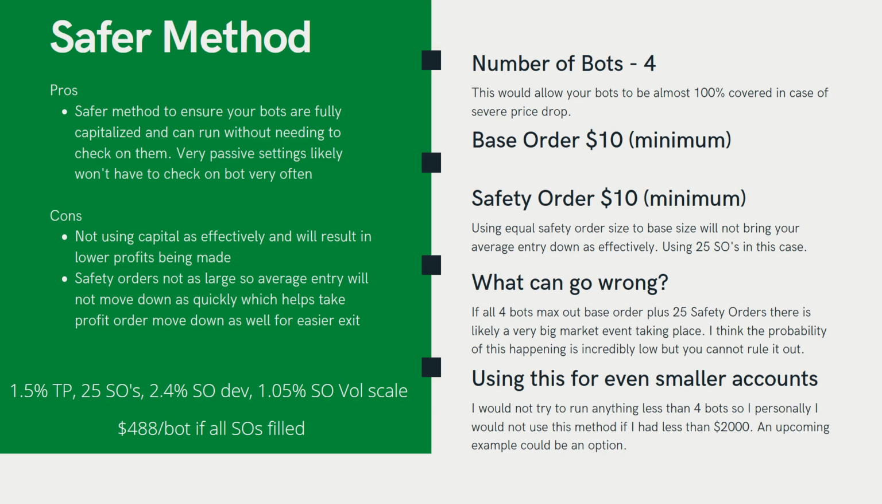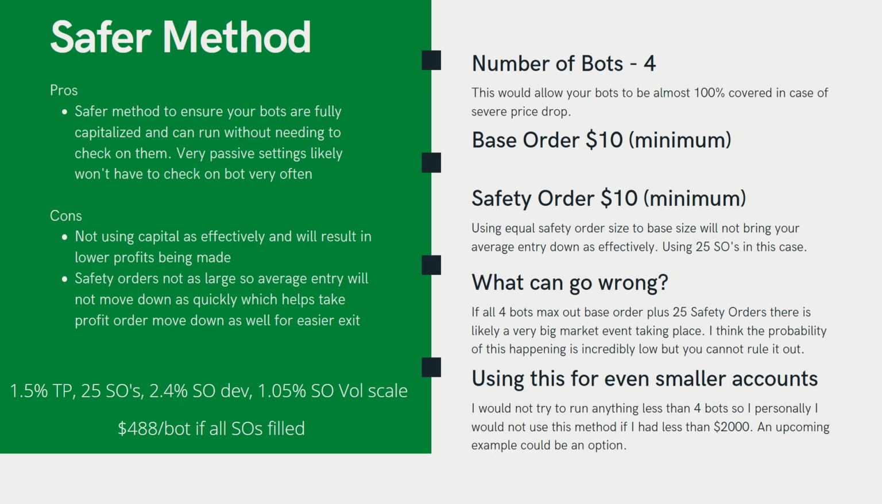And then using this for even smaller accounts. If you're trying to run this with less than $2,000 fully covered, I don't recommend using these particular settings. The thing about 3COMMAS is they require a $10 minimum for your base and safety order, so you can't go lower than that. Maybe there's another platform out there that I could cover in a different video series that might be useful for really small accounts. But for 3COMMAS purposes, I wouldn't run anything less than 4 bots, because if you're not running at least 4 bots, you're not going to be really making daily profit. You could be stuck in a trade for days, and it's just not something I would really recommend.